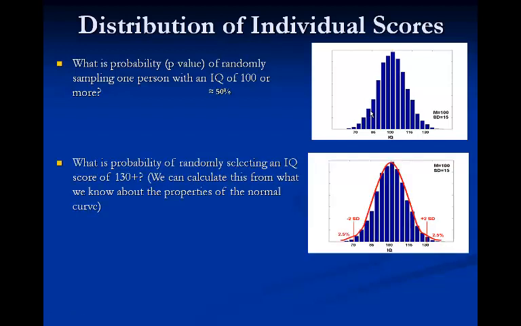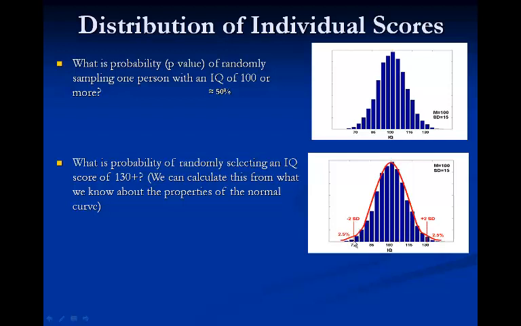Now we can do more interesting calculations that are relevant, such as what is the probability of randomly sampling an IQ score of 130 plus, and we can actually work this out from what we know about properties of a typical normal distribution curve. So remember, for IQ it's been designed so that the mean should be 100 and the standard deviation 15. It turns out that 95%, pretty close to that value anyway, of the distribution lies between 2 standard deviations above the mean and 2 standard deviations below the mean.